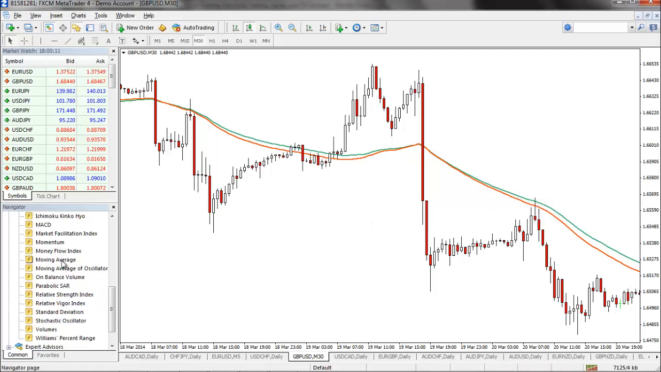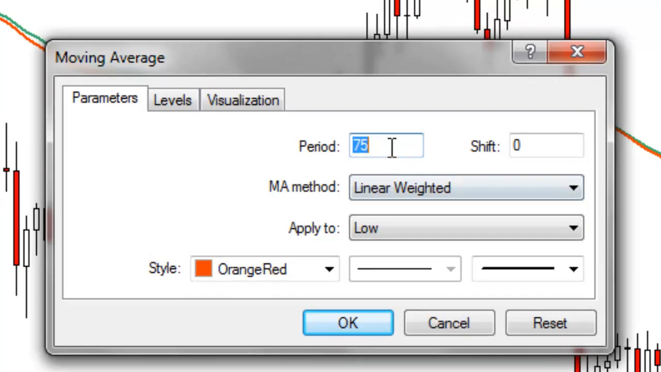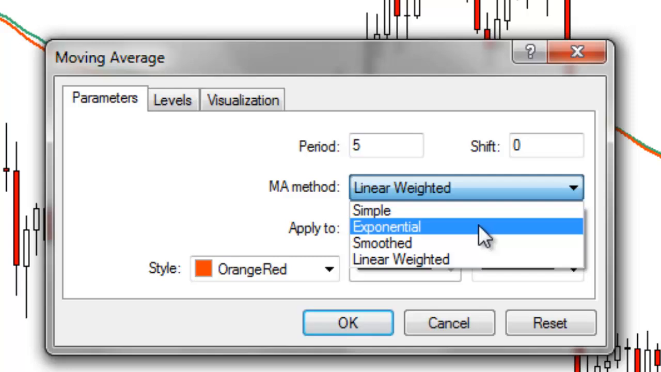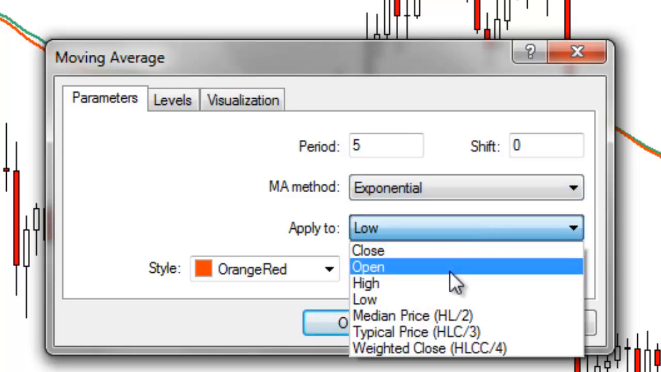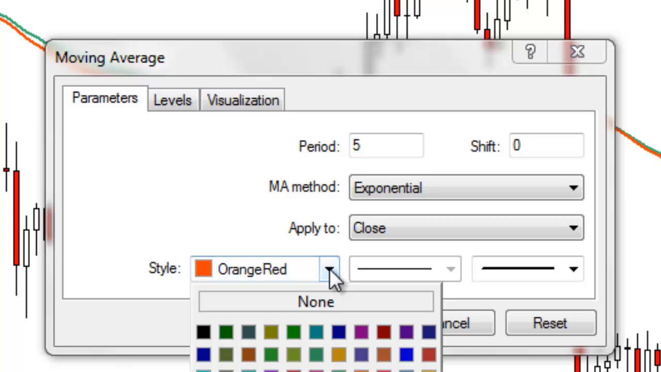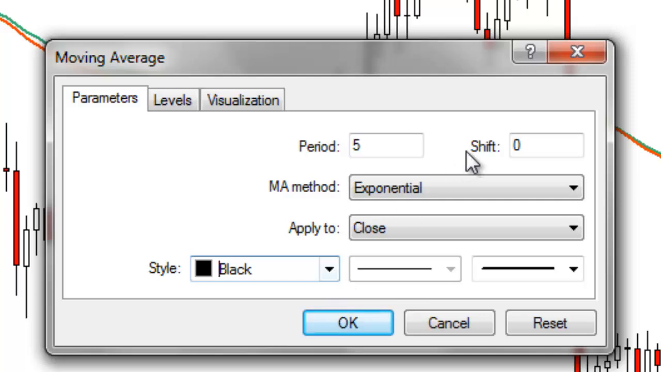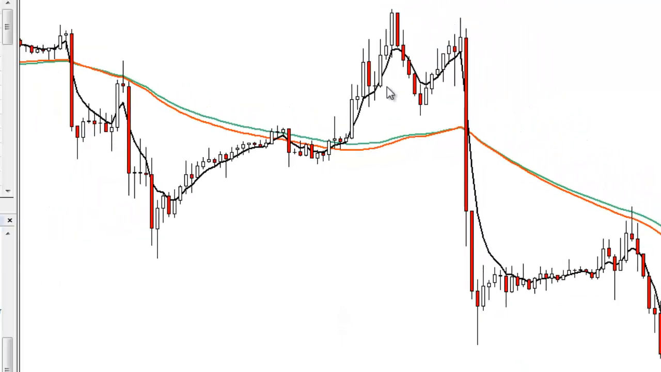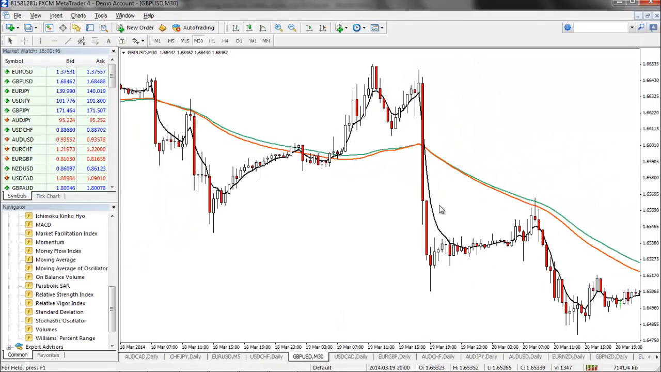So these are the settings for these two moving averages. Now the third one: select another moving average, and the period is 5, shift is 0, moving average method is exponential, apply to close, and choose a different color. I am selecting black here. So the third moving average is an exponential moving average with period 5, shift 0, apply to close, and select any color you want. Click OK. So this is the third moving average that is placed.